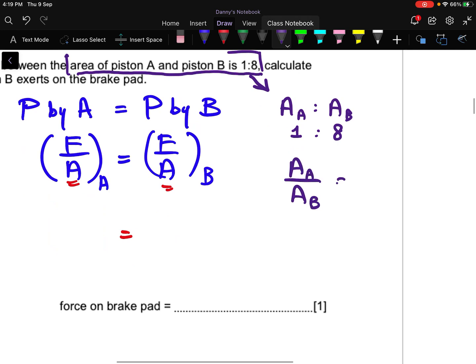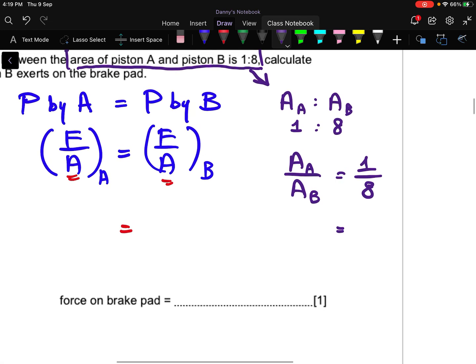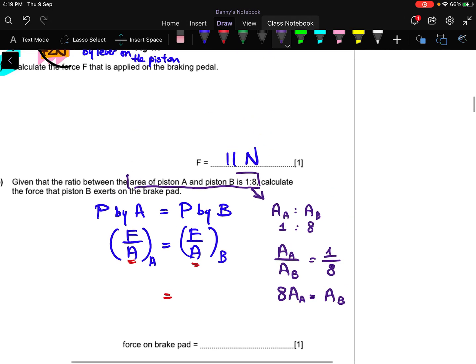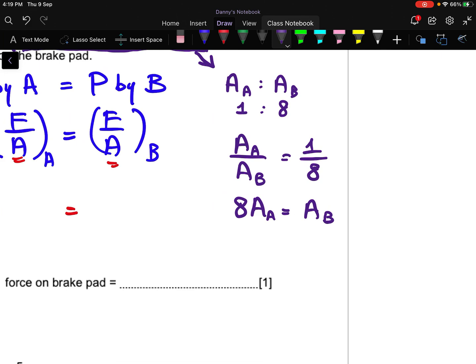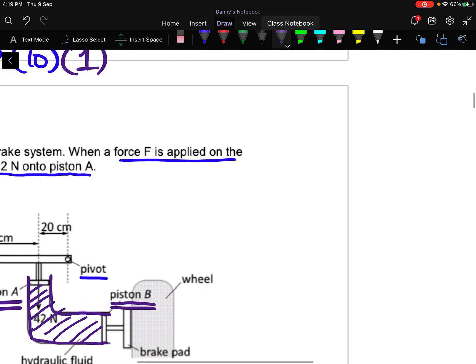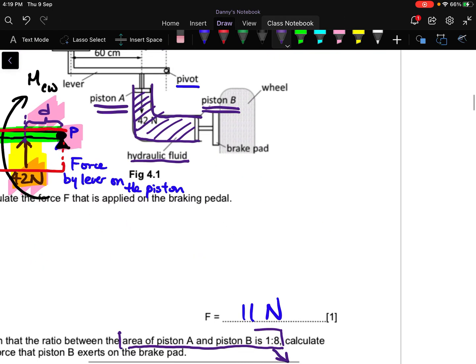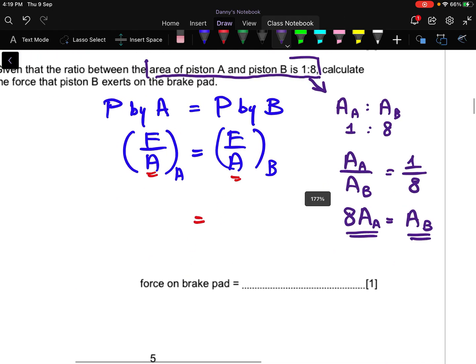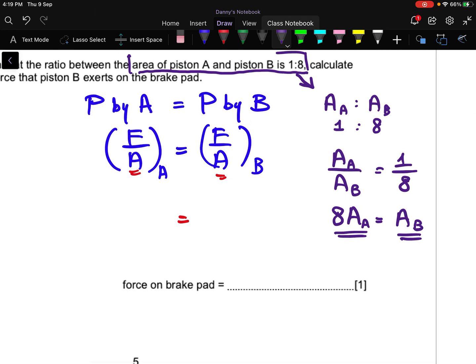So mathematically, you will have something like this. It means that the area of B is 8 times the area of A, and it makes sense from the diagram that the area of B is much larger than the area of A. That's why it is 8 times the area of A. If you look at the diagram here, it makes sense. That's how I check my math. Once I know that, it will be just a matter of substitution.